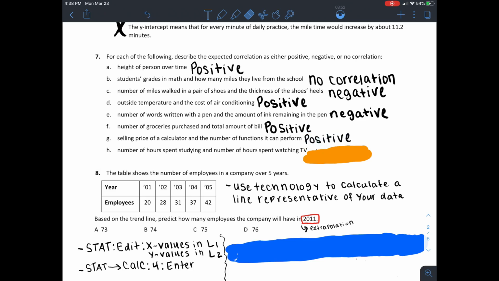Our last example, number of hours spent studying and the number of hours spent watching TV. Well, guys, the more hours you spend watching TV, the less hours you have to spend studying, and vice versa. The more hours you spend studying, the less hours you have to watch TV. So that is a negative correlation. As one increases, the other is decreasing.